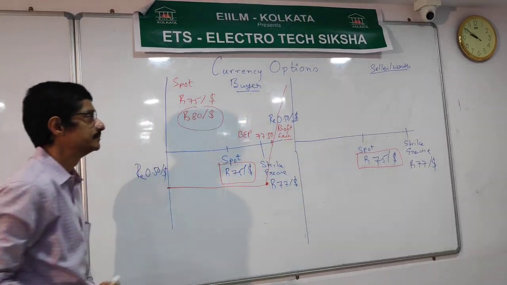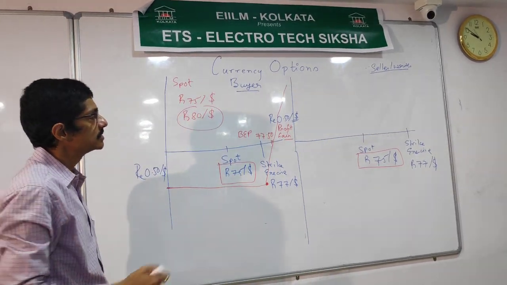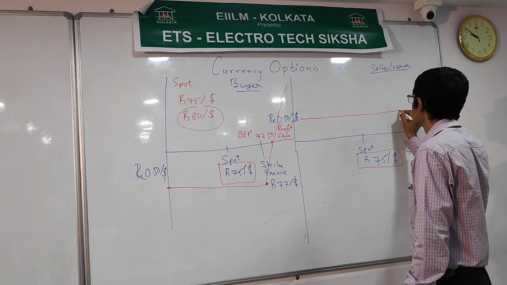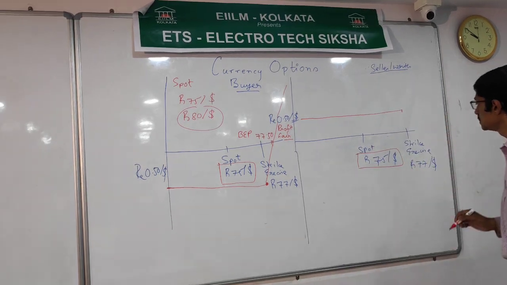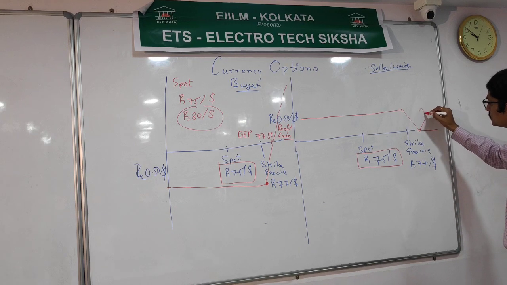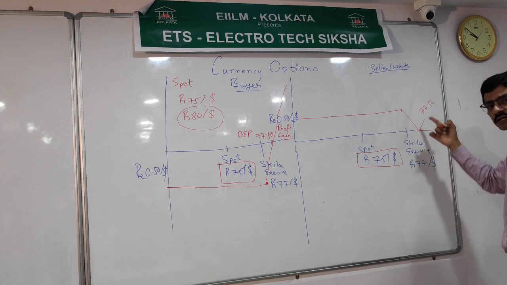Now what about the seller? The seller is happy with the premium, that is 50 paise per dollar that he has obtained. The break-even point is again 77.5. But what happens beyond 77.5?